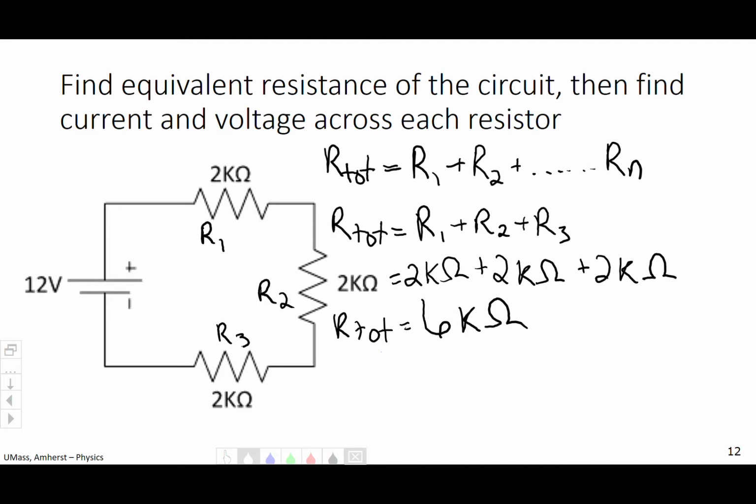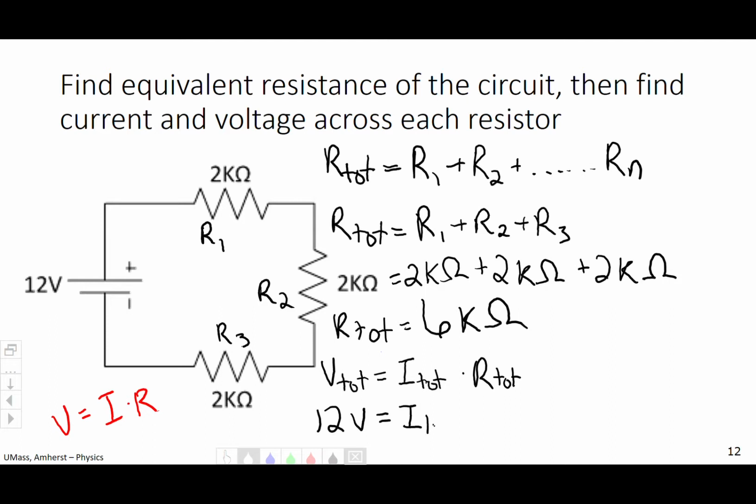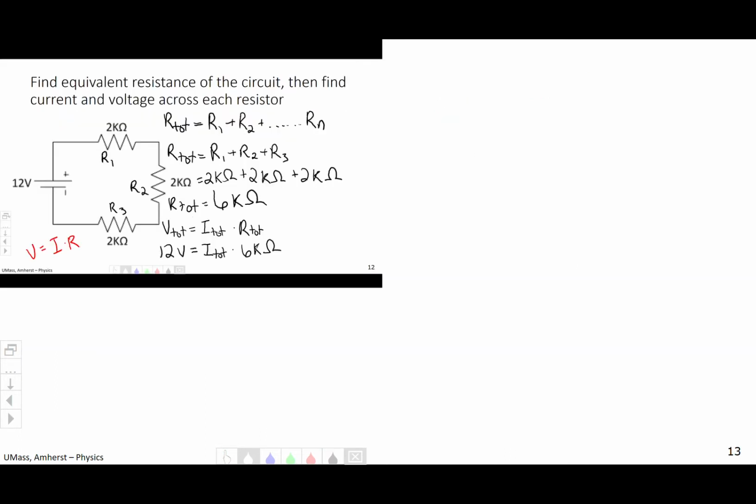That's 6 kilo ohms. So now if we are going to use Ohm's law, we have the voltage that we know, that's over here. So we have V total equals I total times R total. Our total voltage is just what is given. 12 volts is the total current multiplied by R total, which we just found is 6 kilo ohms. Okay, so you've got 12 volts equals I total times 6 kilo ohms.